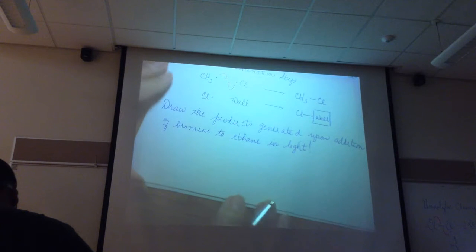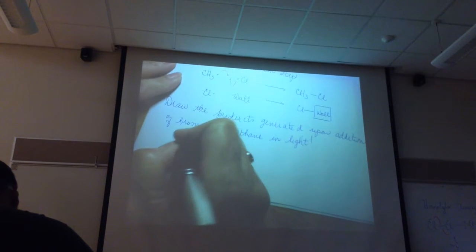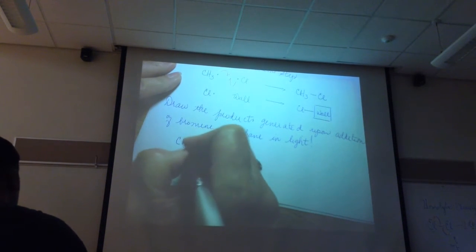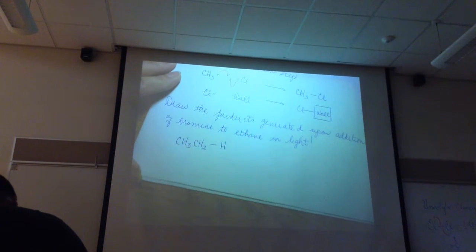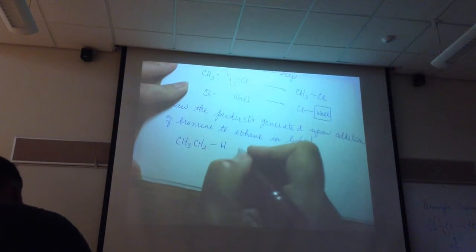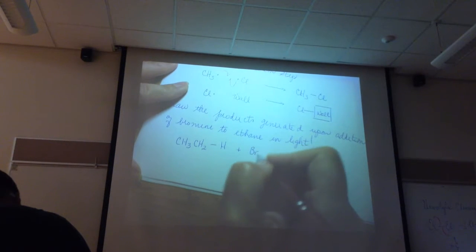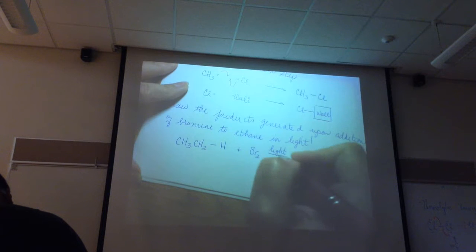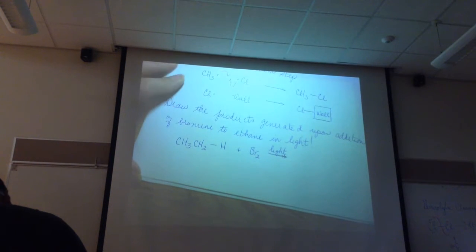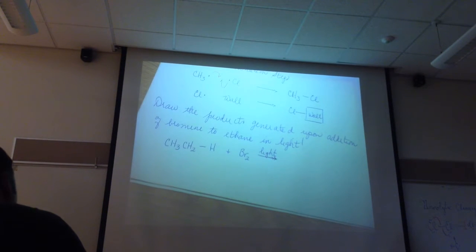So I'm gonna take ethane, and I'm gonna draw ethane like this, just following the same thing that I just did a minute ago. And I'm gonna react it with bromine in presence of light. What are you gonna do? What will be the products that I'm expecting you to draw here?